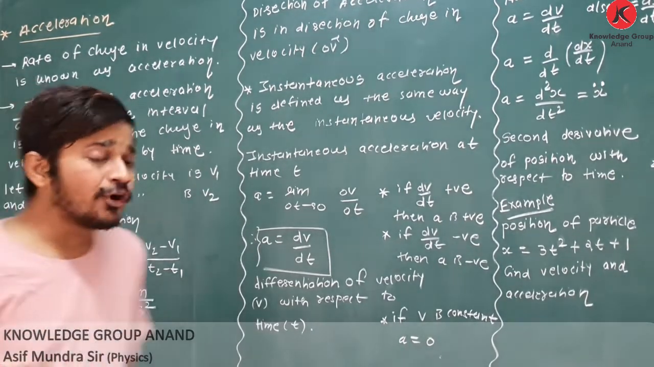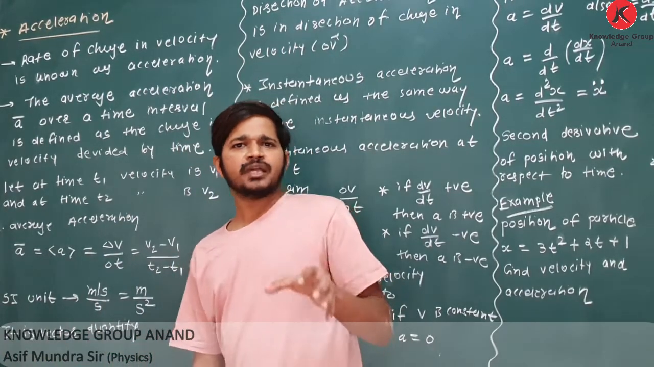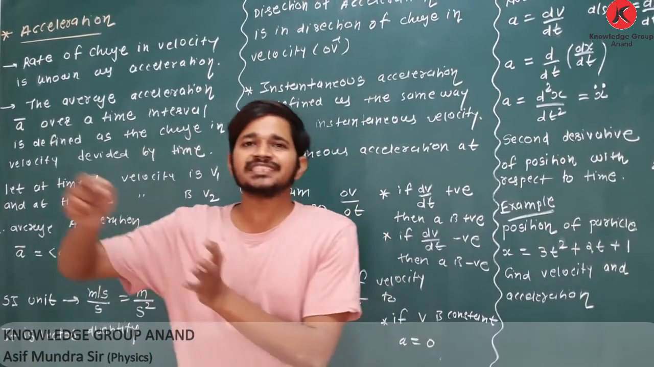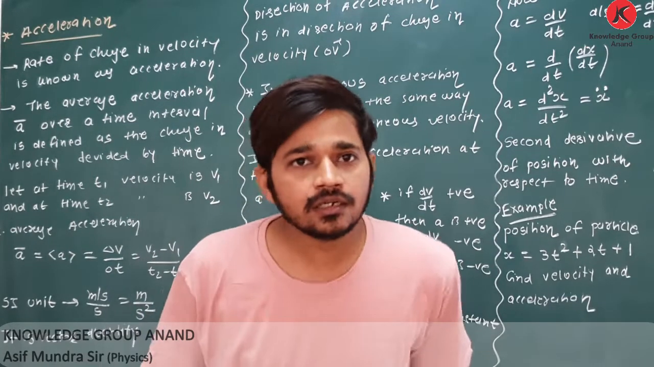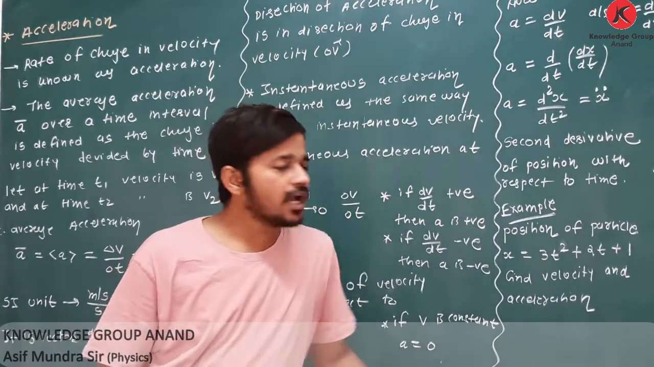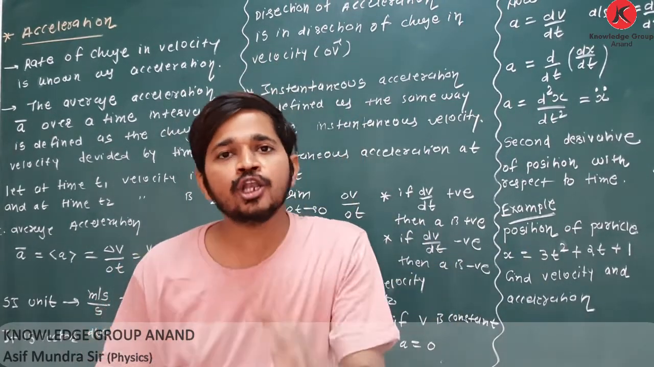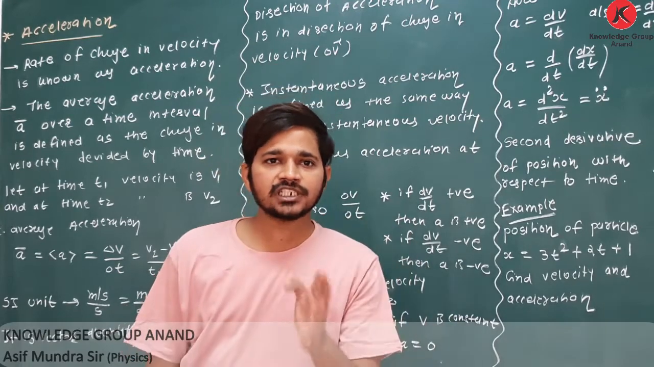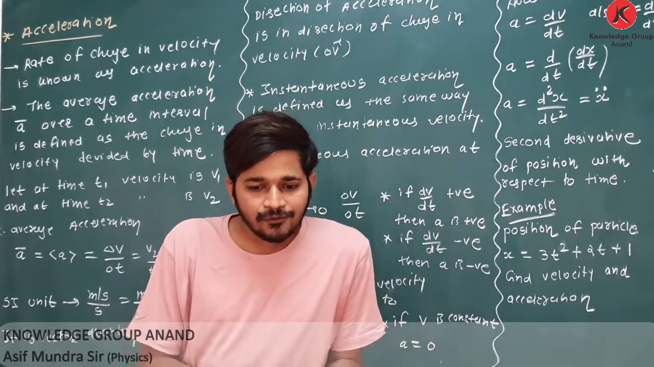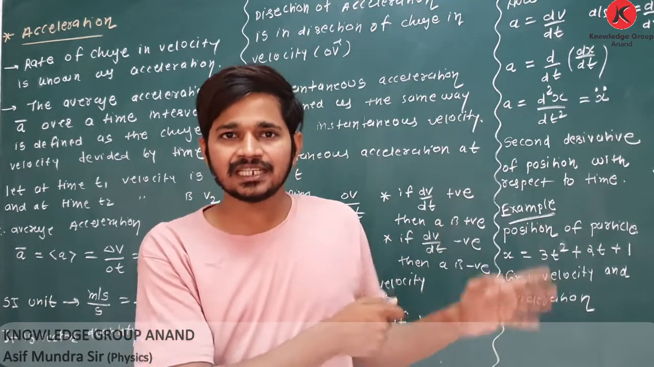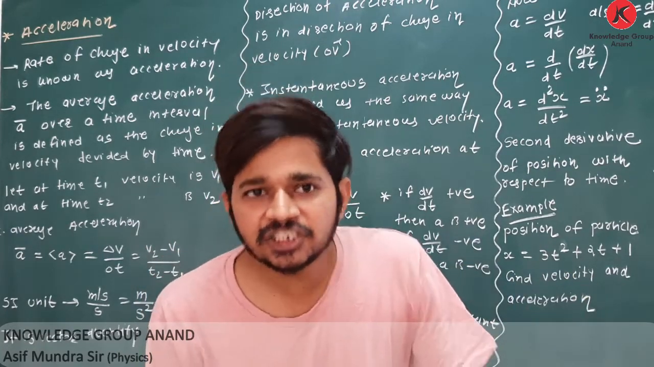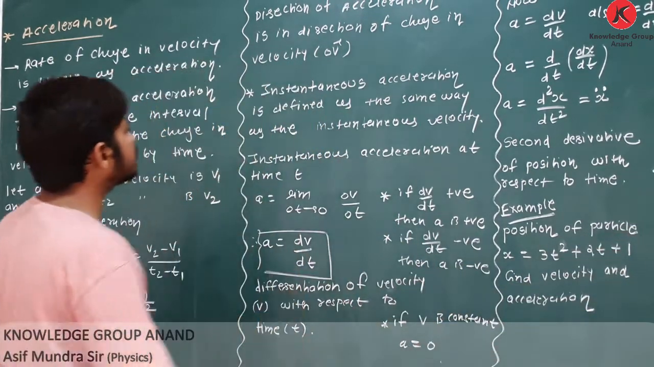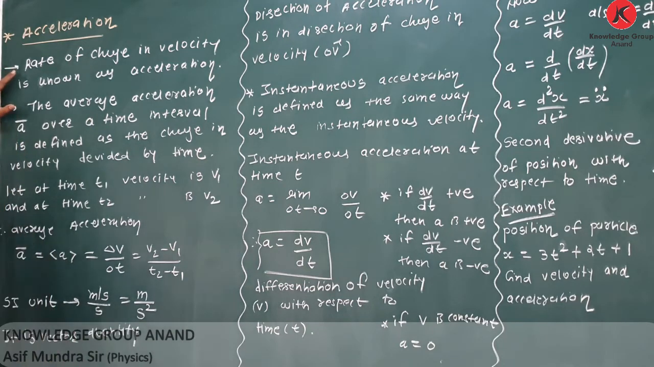Okay, now see, for uniform motion, velocity remains constant, means there is no change in velocity. But as discussed in last point, for non-uniform motion, velocity is not constant. So if velocity changes, then what is rate of this change in velocity? See, rate of change in velocity is known as acceleration.